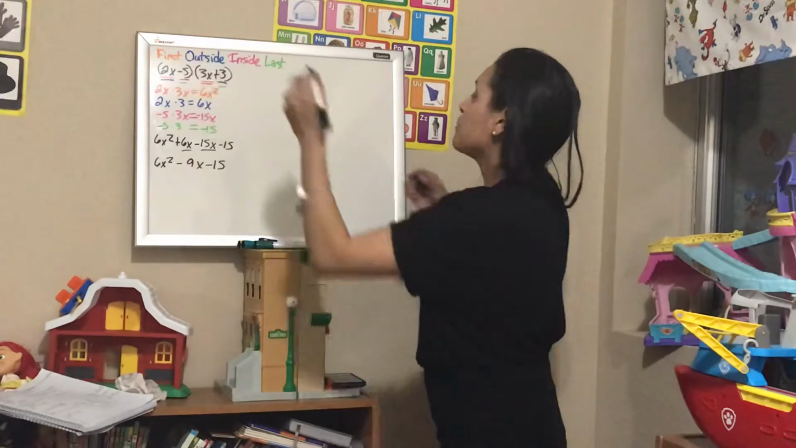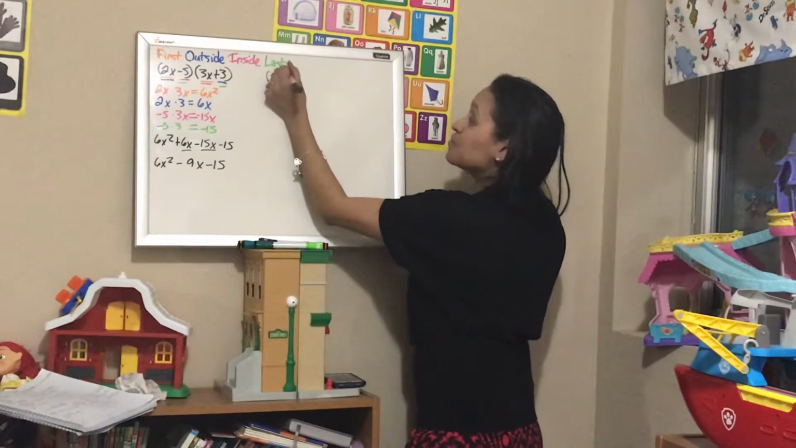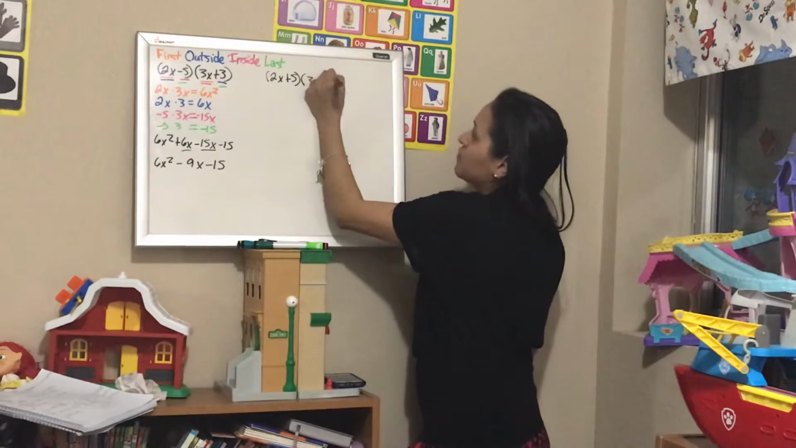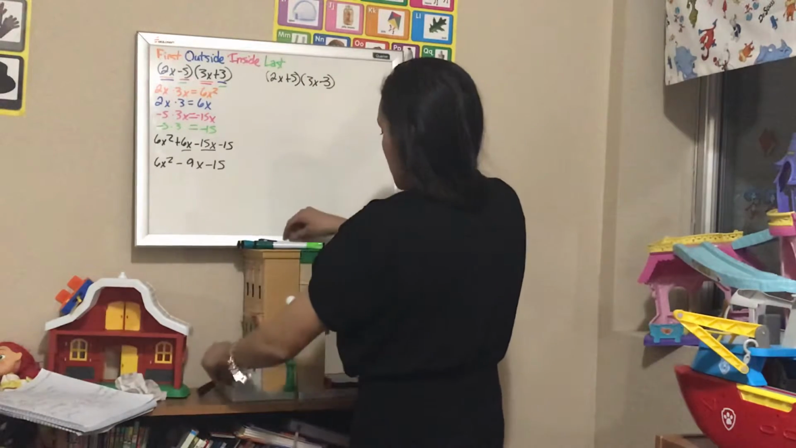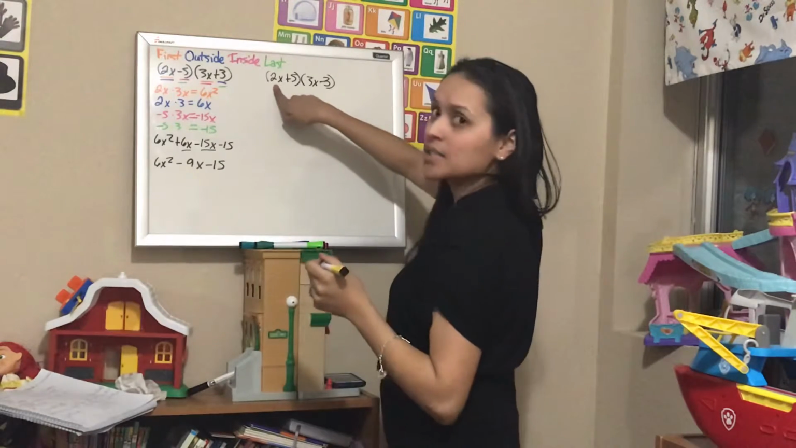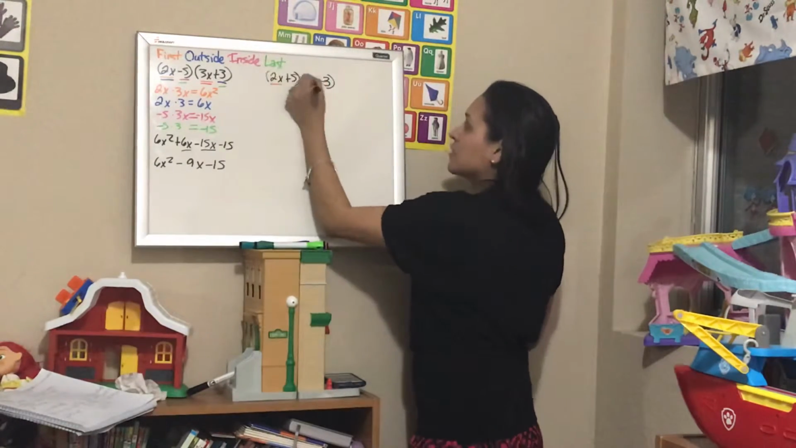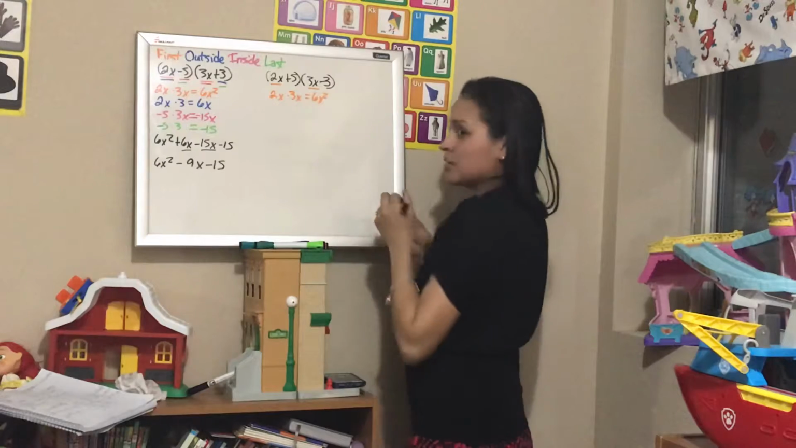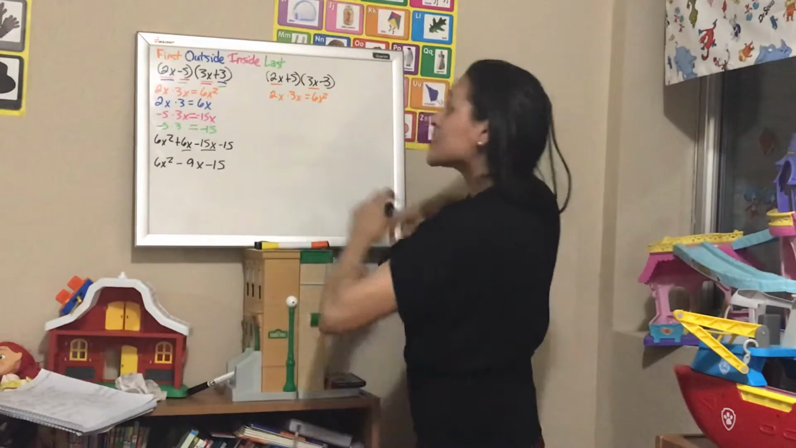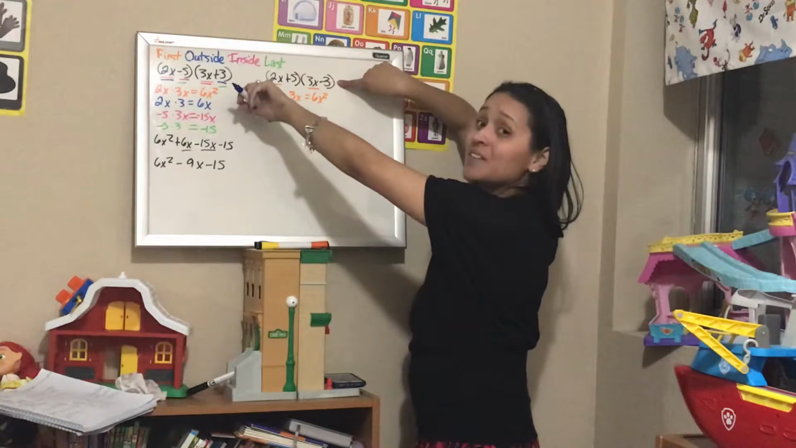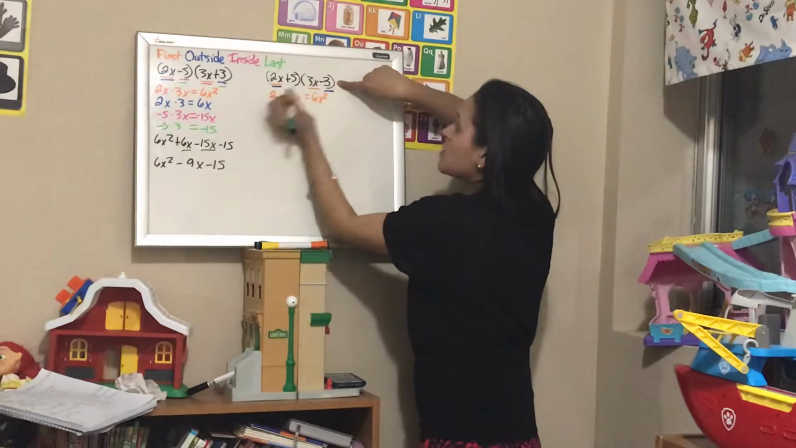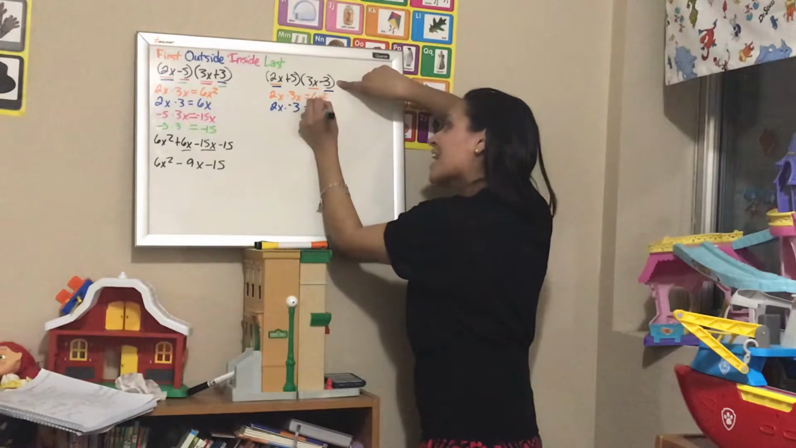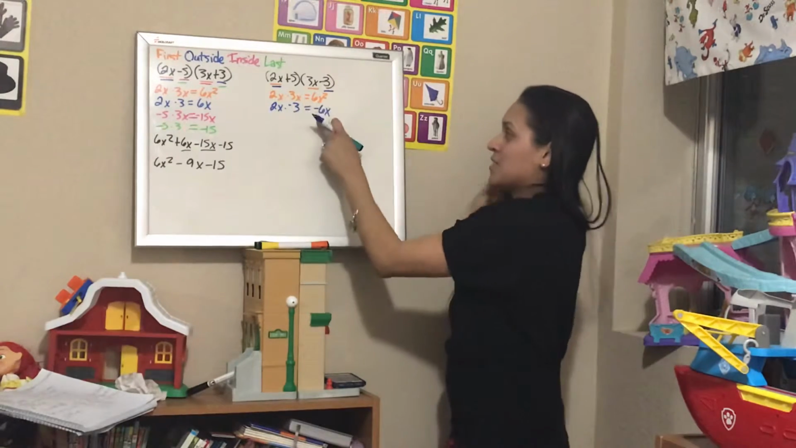Now we're going to swap them, and we're going to make it 2x plus 5 times 3x minus 3. Let's go again through our first terms, 2x times 3x equals 6x squared. And then our outside terms, we have a 2x. Now we have a negative 3. So 2x times negative 3 will give us negative 6x, because a positive times a negative is a negative.